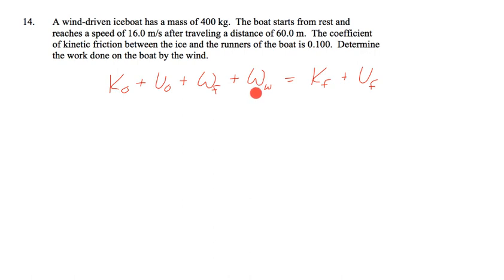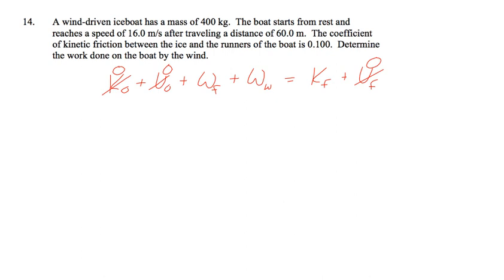And that's the unknown. Determine the work done on the boat by the wind. So there's my unknown. Well, let's see what we can cancel out as zero. If we're on ice, ice is a level surface. Ice freezes horizontally. So that means that in this problem, there is no potential energy, so we can eliminate both of those. We also know that the boat started from rest. So if it started from rest, then it didn't have any kinetic energy to begin with, so that's zero. So now we're down to three variables.